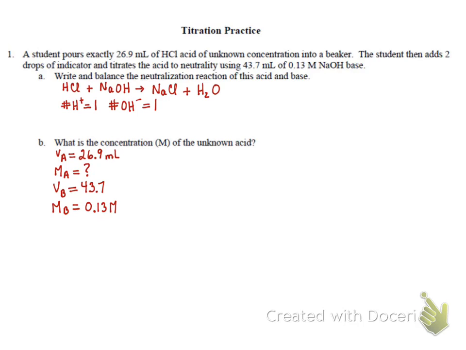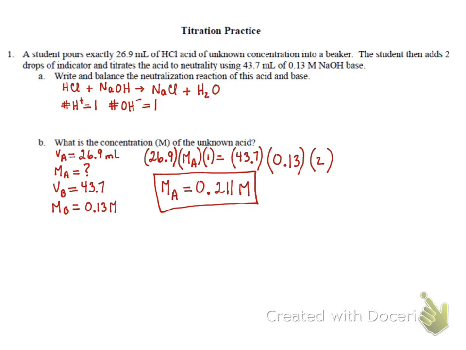Before doing the math, I balanced the equation and determined that the acid has 1 proton, the base has 1 hydroxide. We know the volume of the acid. We're looking for the acid molarity. We know the volume of the base. This time we didn't have to subtract. We were just given the volume of the base. We know the concentration of the base. Plug all those into our equation, solving for molarity of the acid, and we get 0.211 molar.